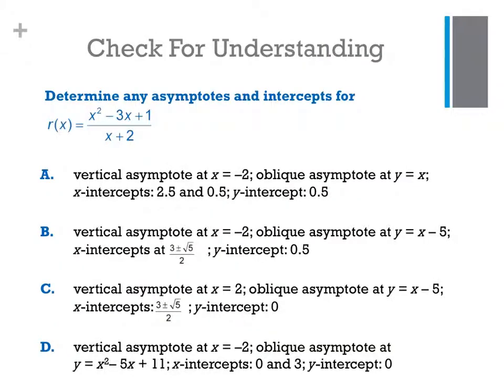All right, here I would like you to check your understanding. I want you to determine any asymptotes and intercepts for this function r of x. I have a rational function r of x. I'm dividing two polynomial functions. The numerator is a quadratic, the denominator is a linear function, and we have 4 choices, A, B, C, or D. Go ahead and work out your asymptotes and intercepts and select your answer.